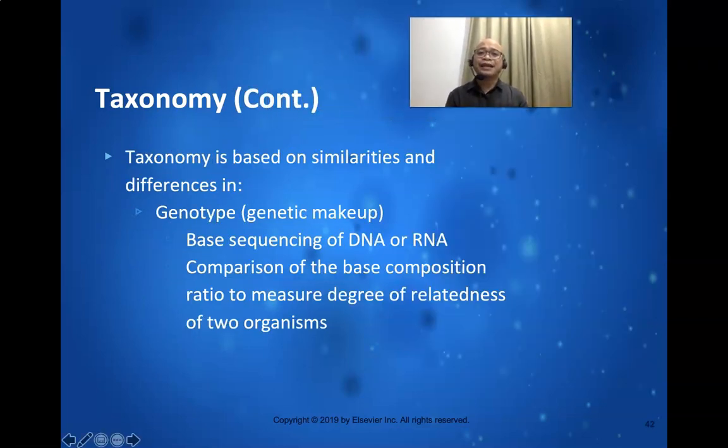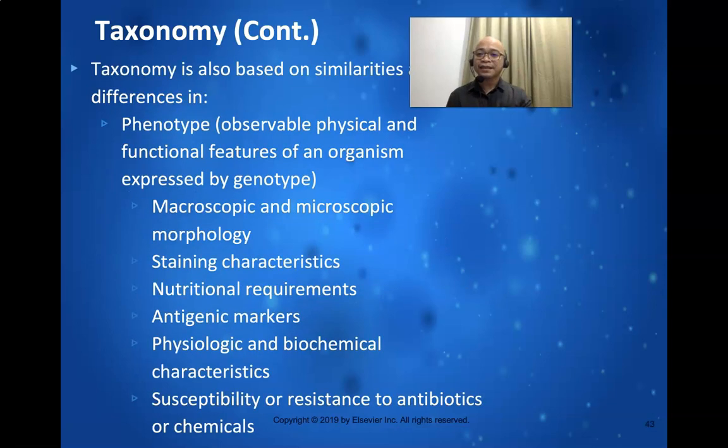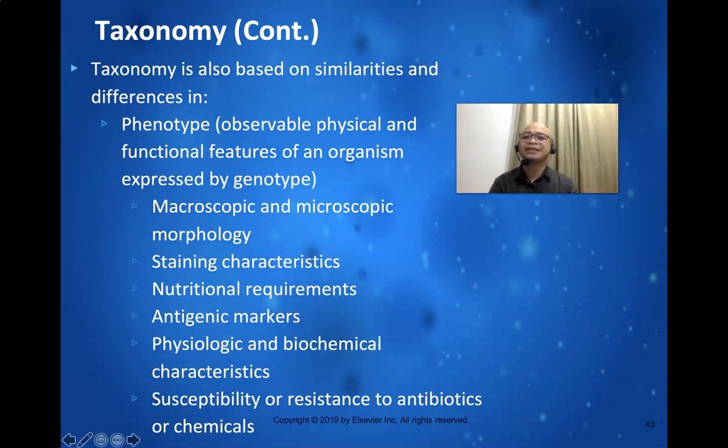Taxonomy is based on similarities and differences. If the similarities and differences are based on the genetic makeup, we call it genotype. In order to know the genotype of a certain microorganism, we have to know the base sequencing of DNA or RNA by means of, let's say, polymerase chain reaction. Here we are able to compare the base composition ratio to measure the degree of relatedness between two organisms.